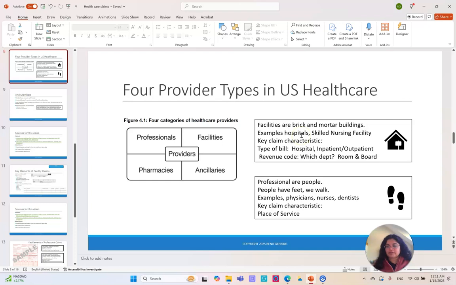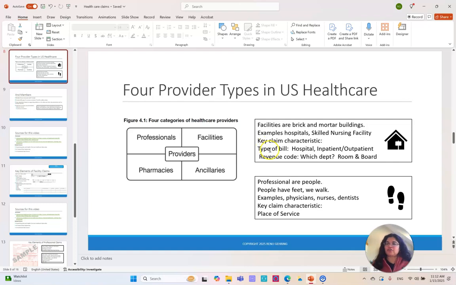And examples include, well, hospitals. Hospitals are facilities, they're buildings that provide care. And skilled nursing facilities, another type. And the key characteristic of the bills they produce is the type of bill. And type of bill has a few elements in it, but the most important thing to know is, well, what type of facility is it? Is it a hospital? Is it a skilled nursing facility? And then, is it inpatient? Is the patient staying in the facility overnight? Has he been admitted overnight? Or is it an outpatient? So that's a type of bill. And type of bill goes with the facility claims.